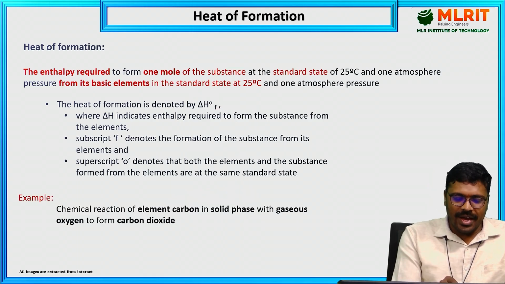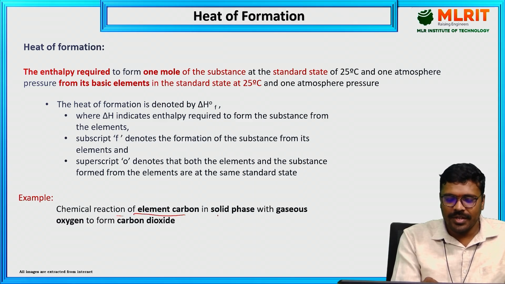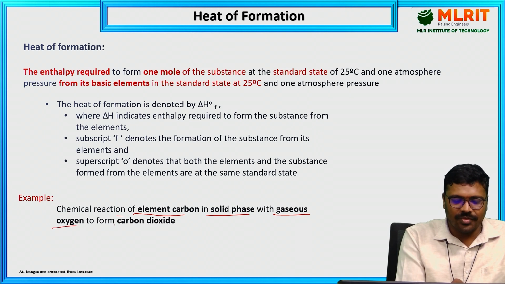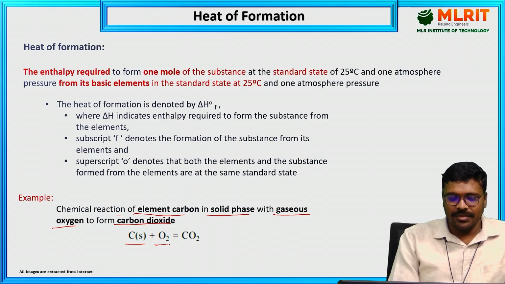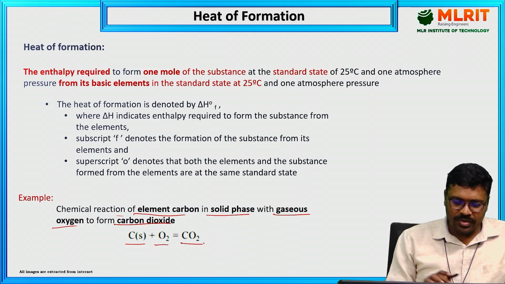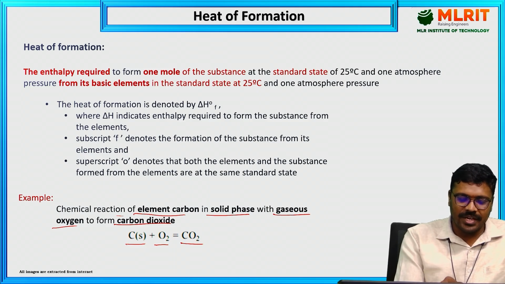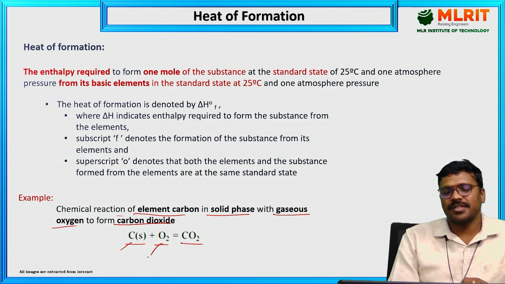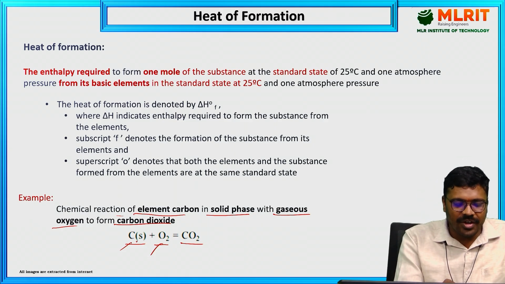Here we can go through one example: the chemical reaction of element carbon in solid phase with gaseous oxygen to form carbon dioxide. So, carbon plus oxygen will give you CO2. According to the heat of formation definition, the carbon dioxide should form from basic elements. Carbon and oxygen are basic elements. At standard temperature, carbon will be in solid form and oxygen will be in gaseous form, and they react and form CO2.